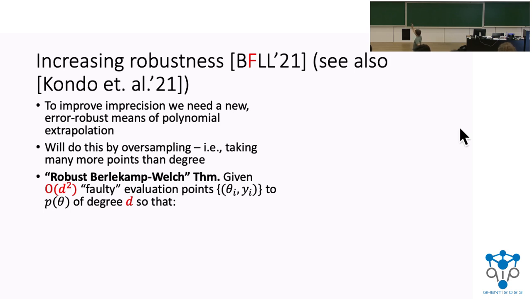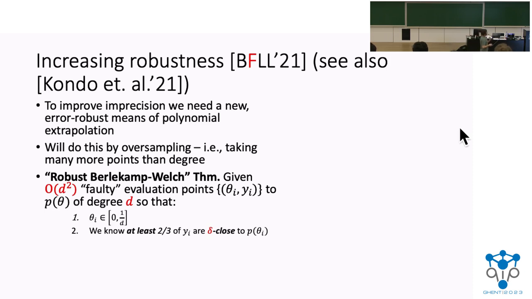Just a mathematical theorem again about polynomials. It says, suppose we're given on the order of d squared faulty evaluation points to a polynomial p of degree d with two properties. So first, each one of these points lives in this tiny subinterval of the unit interval, 0 to 1 over d. Okay? It's actually 1 over d that is important for this argument to work.